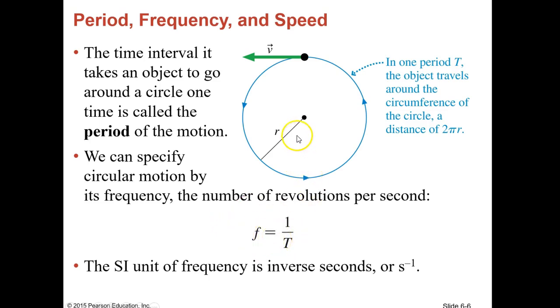The unit for period is the second. The unit for frequency is inverse seconds, or it's also called the hertz. So if you've ever heard of a radio frequency, they talk about 95 point something frequency on your radio. That's actually 95 point some million hertz. So again, a period is the time it takes to complete one circle.